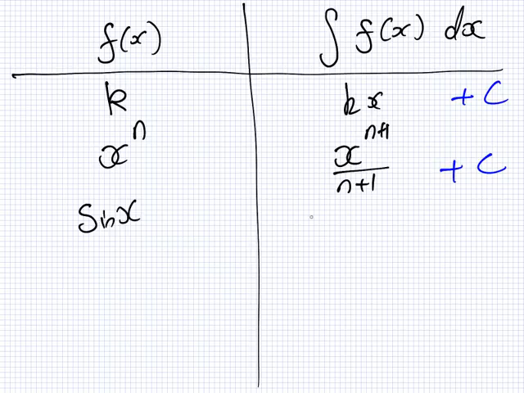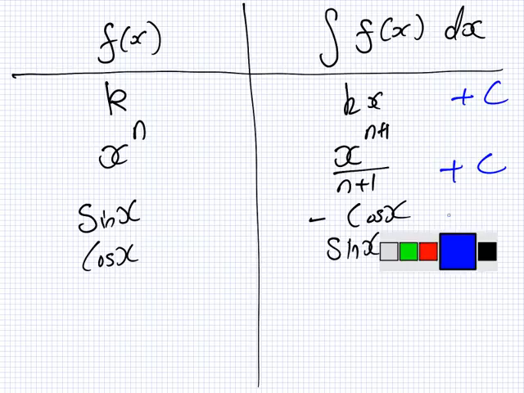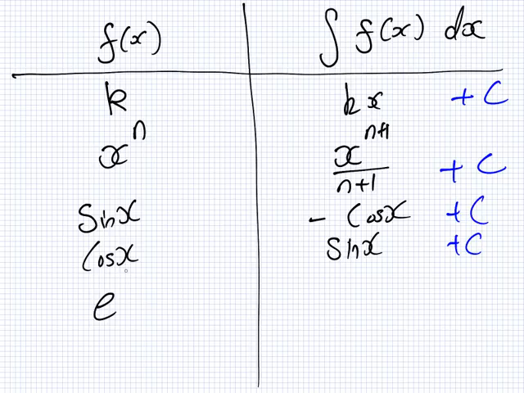Sin x gives minus cos x. Cos x gives sin x. And e to the kx, what do you think that might be? Where do I put the k? Not upper, down below. Divide by k. Whereas last week we brought the k down in front, here we divide.